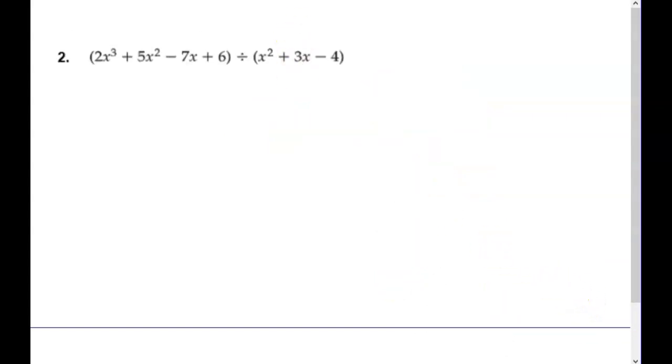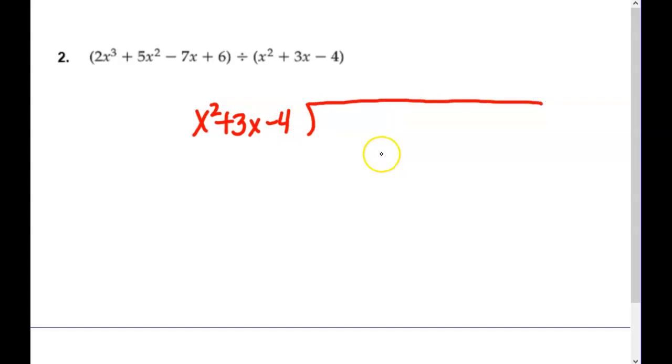All right. Number 2 looks a little more miserable. Outside here, I have an x squared plus 3x minus 4. Inside, do I need any placeholders as I go here? I don't think so, right? I have a degree 3, 2, 1, and no x's, so I have 2x cubed plus 5x squared minus 7x plus 6. You try the first set on your own.